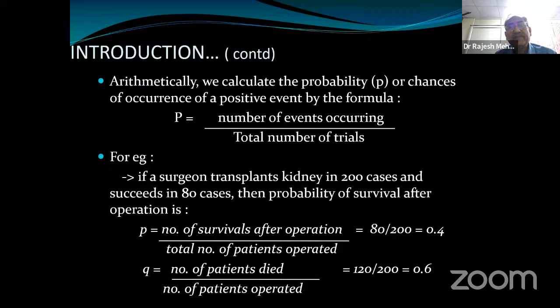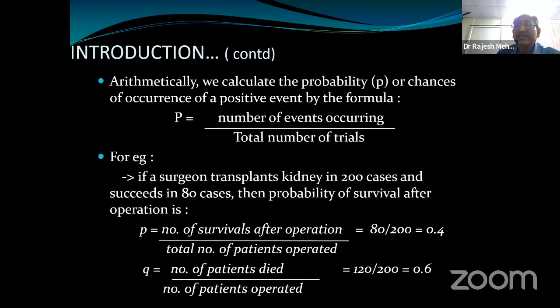Arithmetically, we calculate the probability or chances of occurrence of a positive event by the formula P is equal to the number of events occurring divided by the total number of trials. If a surgeon transplants a kidney in 200 cases and succeeds in 80 cases, then the probability of survival after operation is 80 out of a total of 200, so it is 0.4. In terms of percent, we say 40%, but probability is 0.4, and the probability of dying is 0.6, or 60%. This is how we calculate the probability.